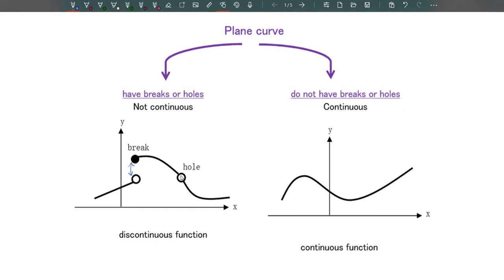But since this one has holes here, and also a break, that's why it is a discontinuous function.